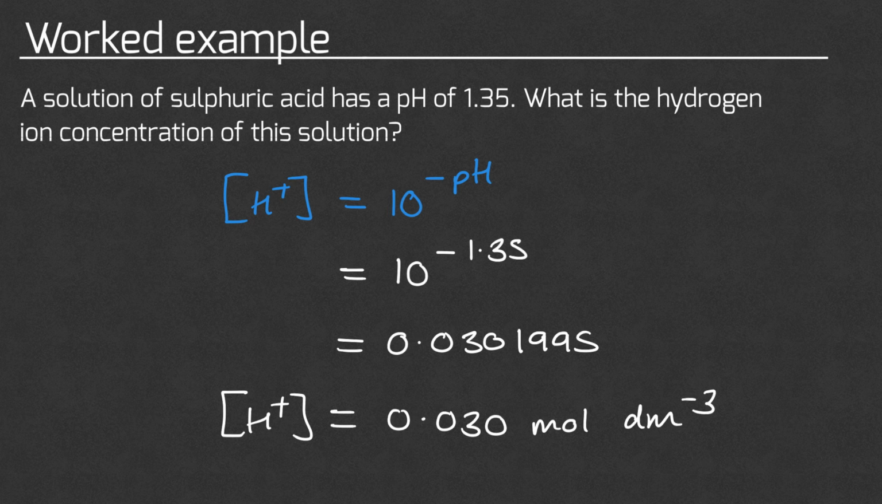Again, we're going to make sure that we give our answer to an appropriate degree of accuracy, so we can say that the concentration of hydrogen ions is equal to 0.030 moles per decimeter cubed.